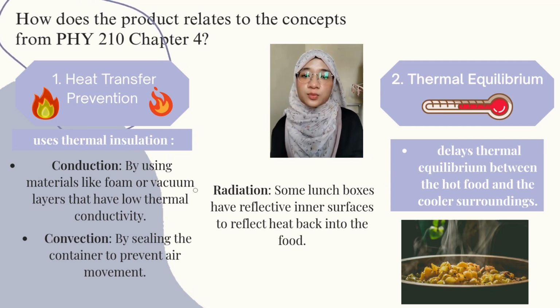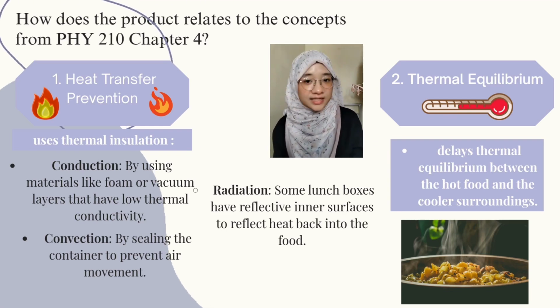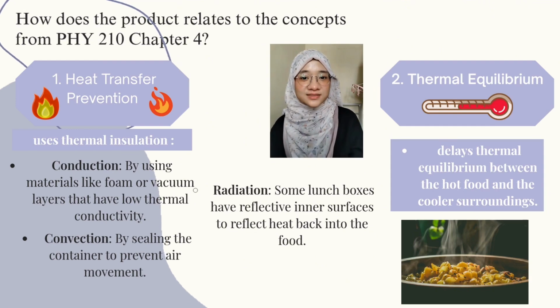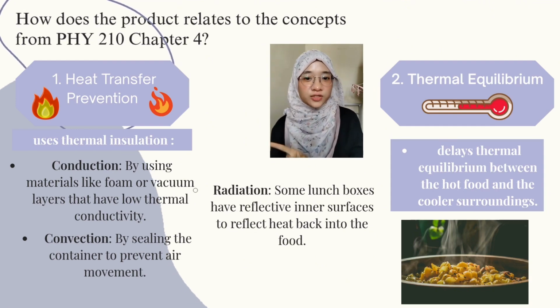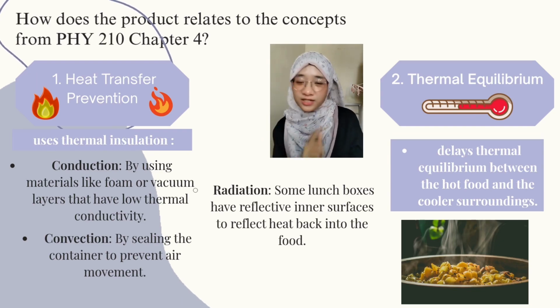Convection is handled by sealing the container to prevent air movement. And lastly, we have radiation. Some lunchboxes have reflective inner surfaces to reflect heat back into the food to keep the food warm inside the lunchbox. Secondly, we have thermal equilibrium. The innovation of this product delays the thermal equilibrium between the hot food and the cool surroundings.